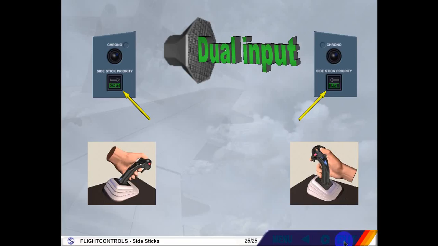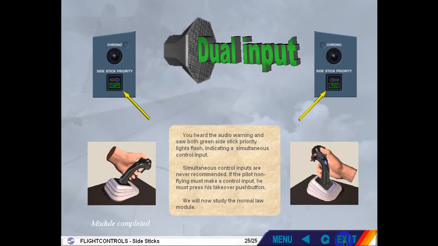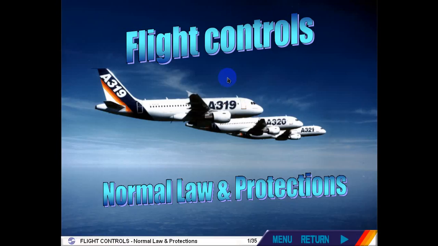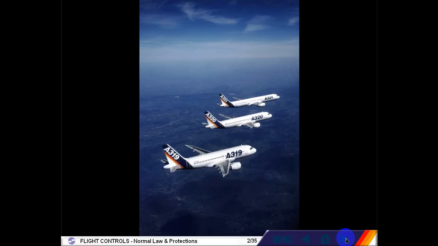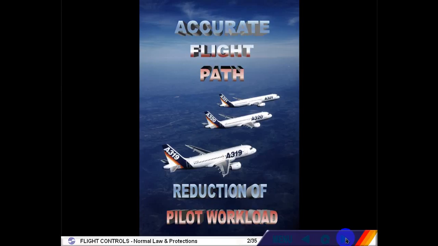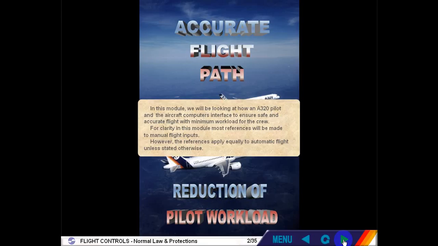We will now study the normal law module. In this module, we will be looking at how an A320 pilot and the aircraft computers interface to ensure safe and accurate flight with minimum workload for the crew. For clarity in this module, most references will be made to manual flight inputs. However, the references apply equally to automatic flight unless stated otherwise.